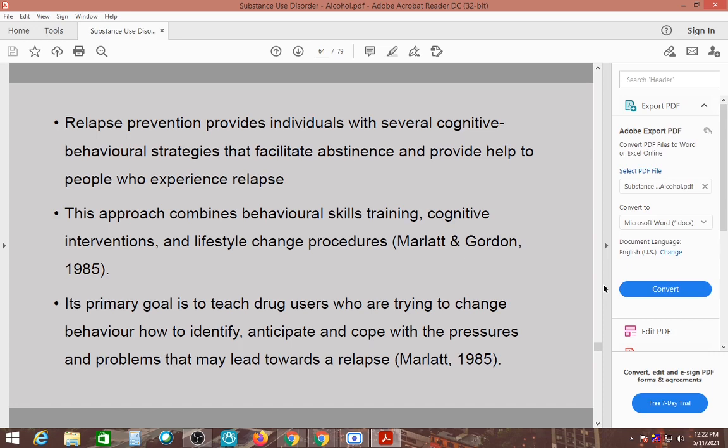Yes, we empathize with them. Yes, they will argue with us. Yes, they will resist us. But we need to help them. Right. So once they learn to identify these stresses and these triggering factors that may lead them to relapse and how to deal with them, they will be able to stay motivated and abstain.